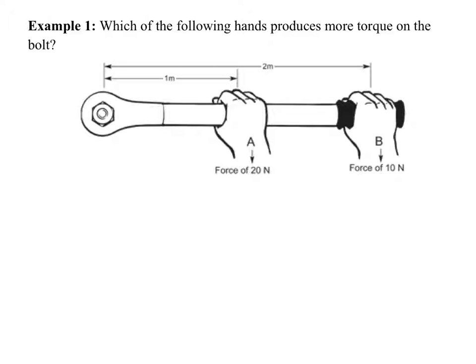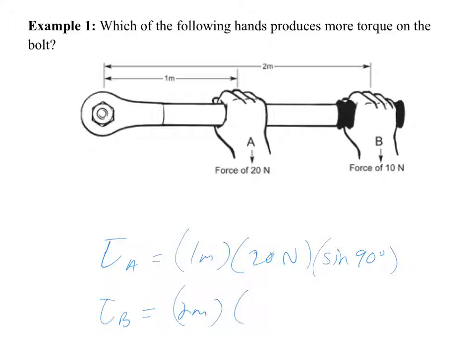Yeah, they're equal. Does everybody see that they're equal? Take a look. One force is double the other, but the length of the lever arm is half. So scenario A, you've got R, which is 1 meter, times the force applied, which is 20 newtons, times the sine of 90. And scenario B is the same thing: it's 2 meters instead, but the force is only 10 newtons, and it's still sine of 90. So in either case, your answer is 20.